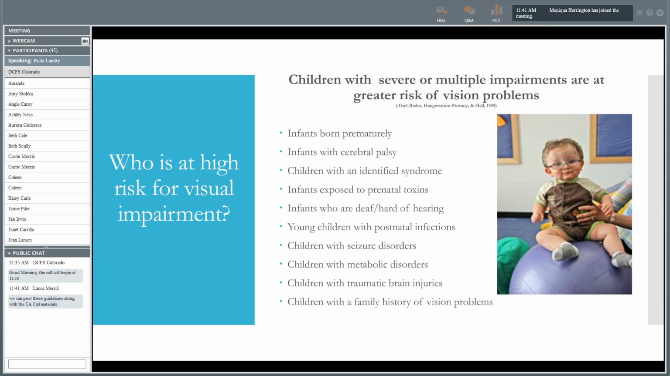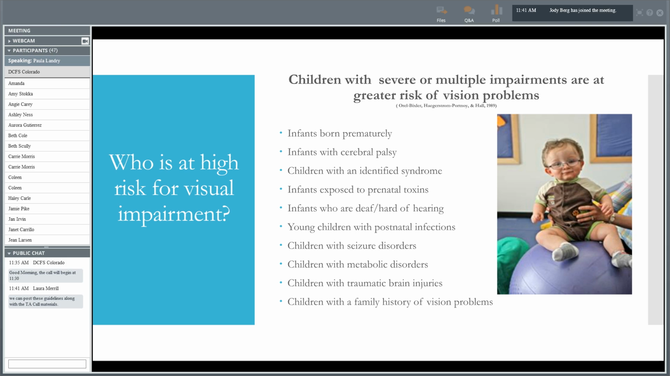So with these children, if they have any children who are born prematurely, we often see, especially those micropreemies with ROP, or retinopathy of prematurity. In a lot of cases, that can be resolved, but there can be long-lasting damage to the retina. So those children are at a higher risk. Infants with cerebral palsy, any child who has an identified syndrome of any kind, especially the ones that are multisystemic, that involve many different systems of the body, there is an increase for vision loss with those as well.